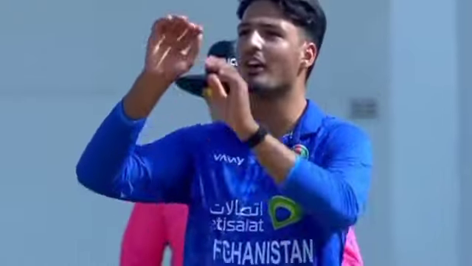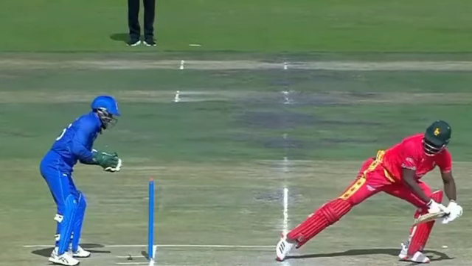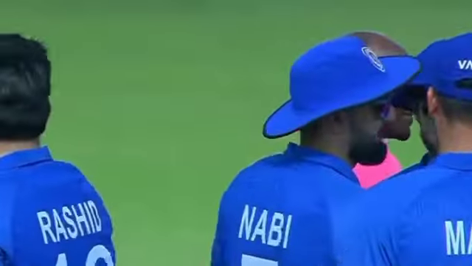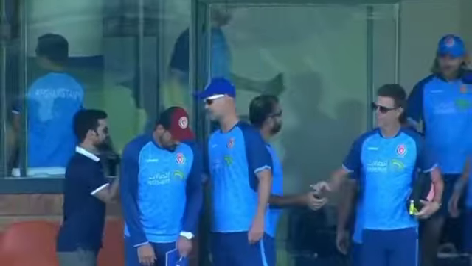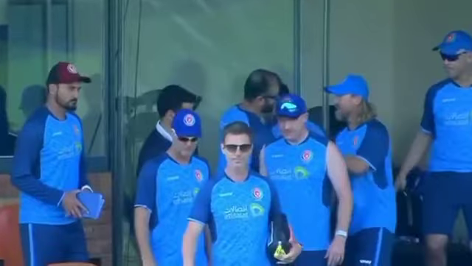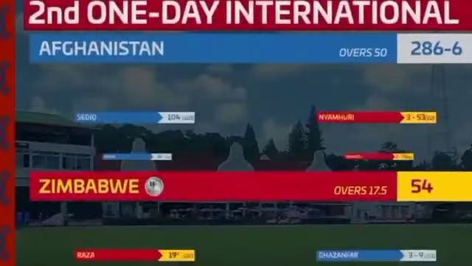Magnificent delivery, drawing the batter forward. The foot was in the air as he landed the out. Zimbabwe have been bowled out for 54. What a comprehensive win this is for Afghanistan, winning it by 232 runs. This is what transpired.